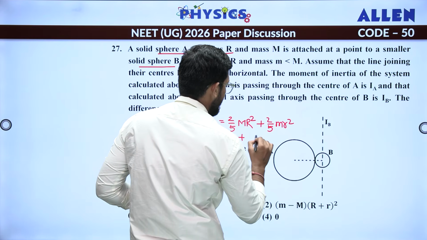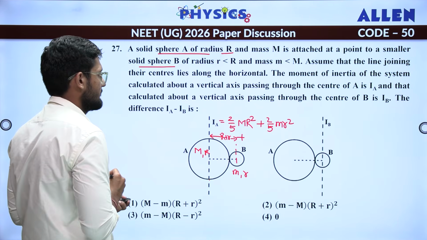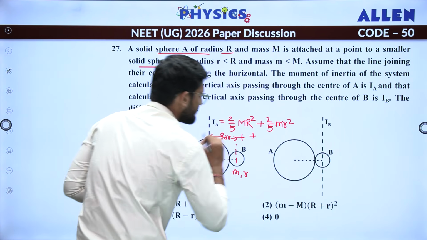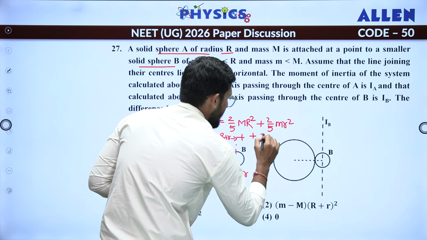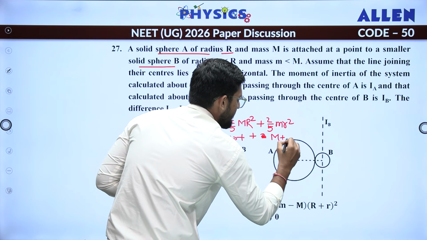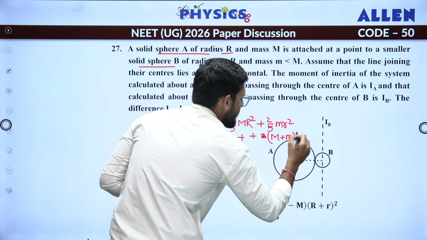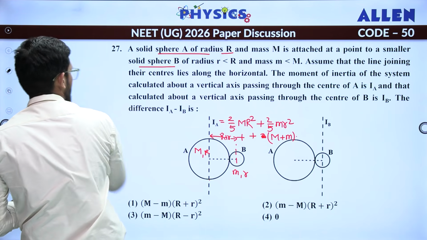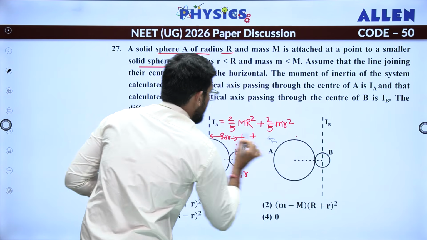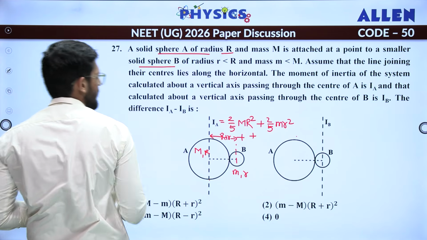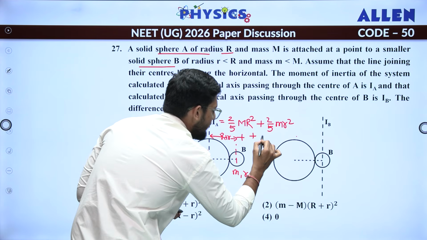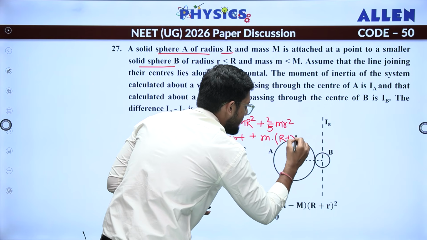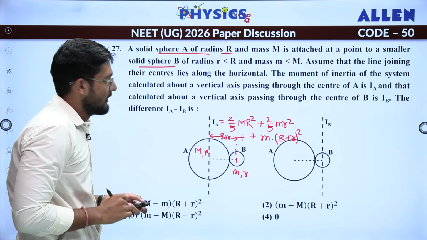So this will be plus small m into the distance. Distance is capital R plus small r, whole square.